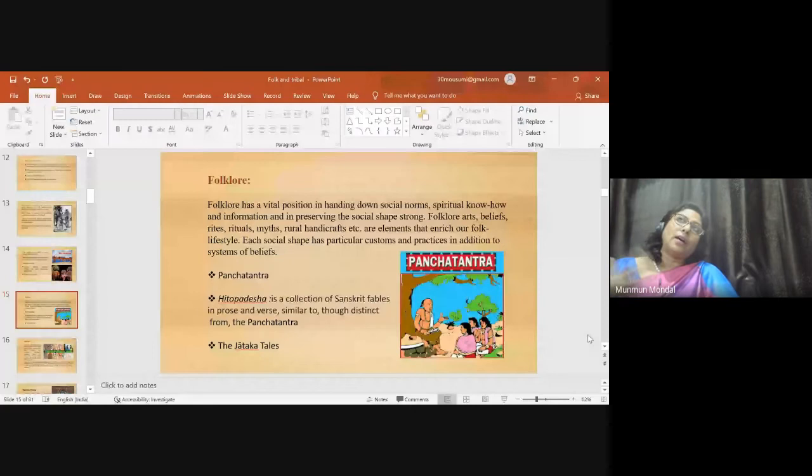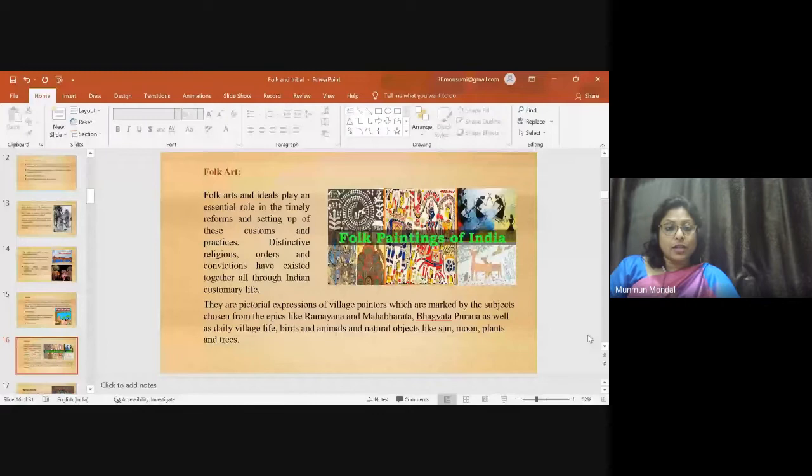Now I am moving to the folk art. When we talk about the folk art, it plays an essential role in the timely reform and the setting up of customs and practices, distinctive religious orders, convictions, okay? And they are very much pictorial expressions of the village painters. Those village painters are very much local, indigenous in nature. They are not very much exposed to Europe, America, the so-called outer world. Most of the time, these painters have not seen the outer world, even other parts of the Indian subcontinent. They are very much regional.